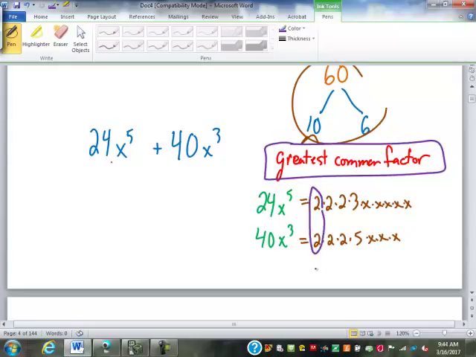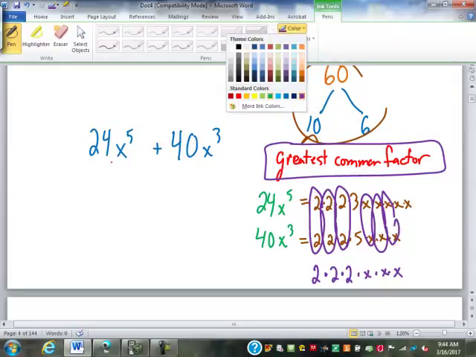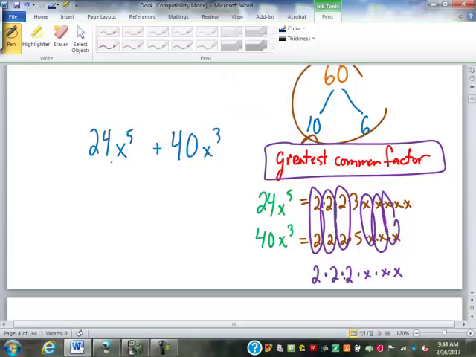So they both have a 2 in common. They both have another 2 in common. And another 2 in common. That's it for the numbers. There's an x, another x, and a third x. So if we multiply that all together, 2 times 2 times 2 is 8. X times x times x is x to the 3rd. That is the greatest common factor, or we abbreviate GCF, of those two terms. So that's what we're going to take out of it.